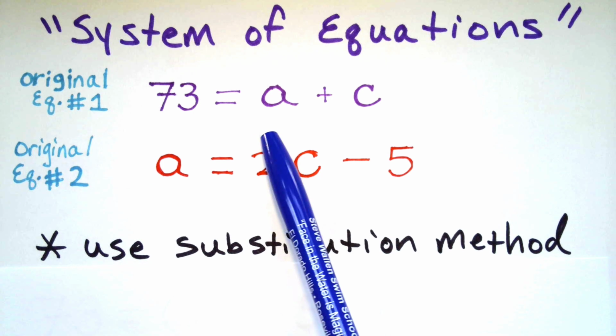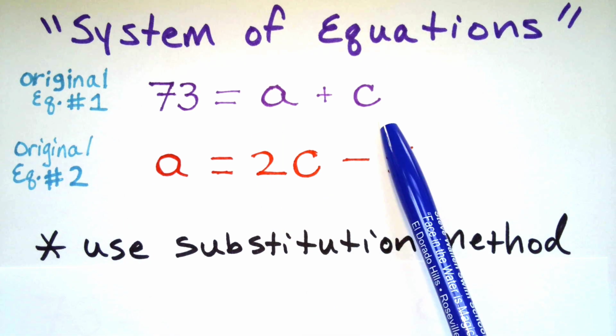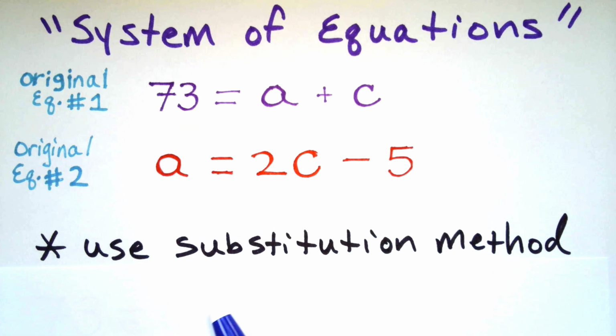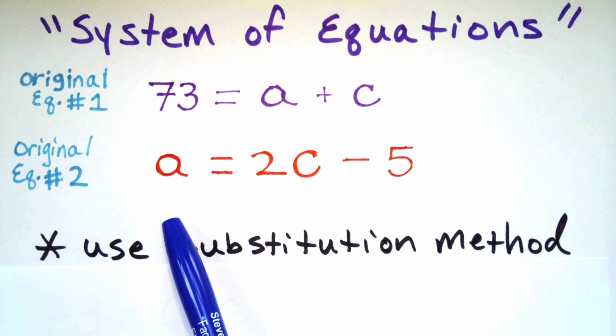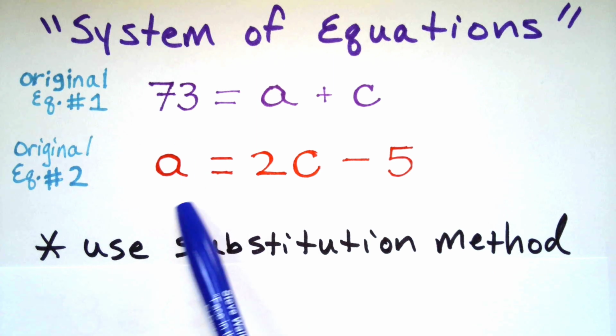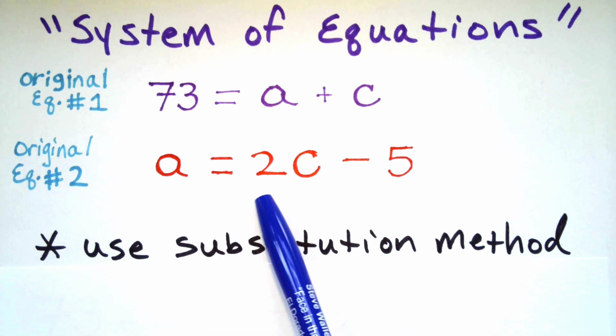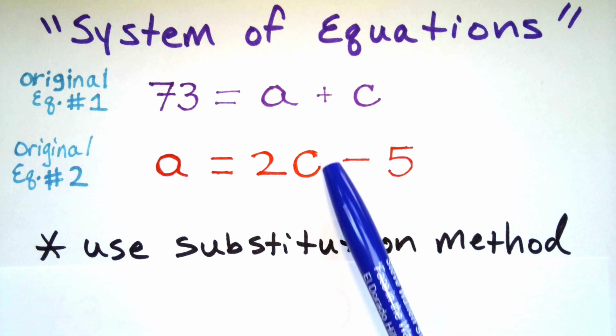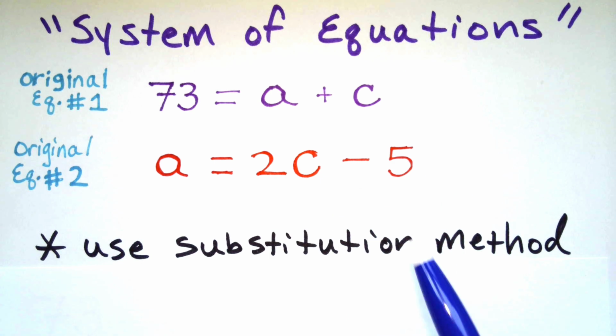So in the movie theater, adult tickets added with children tickets, there was a total of 73 tickets sold. And in the second part of that word problem, an adult ticket would equal twice or 2 times the number of children tickets sold minus 5, or less than 5 is how it was worded.